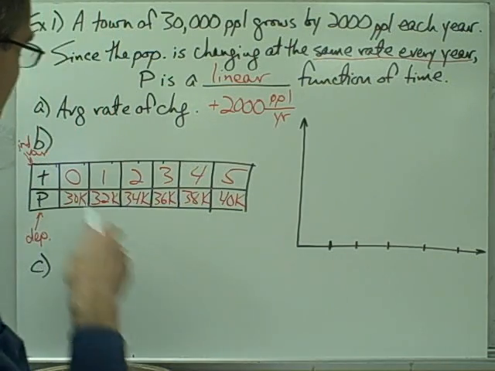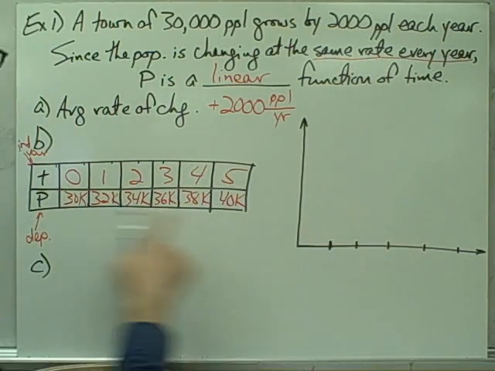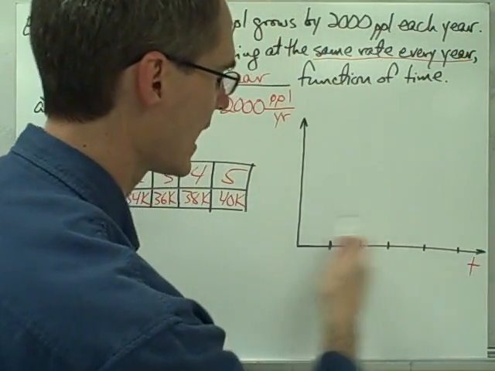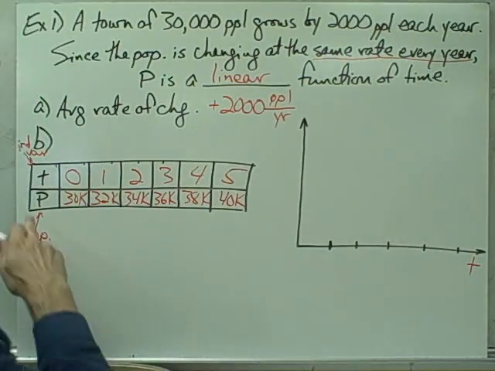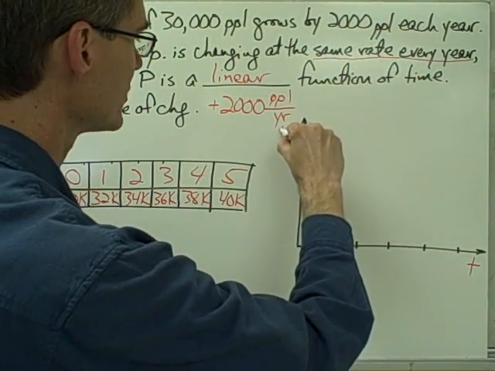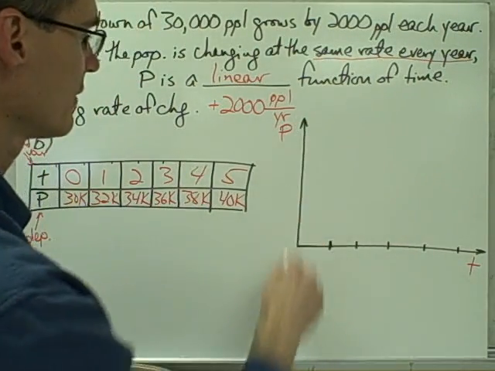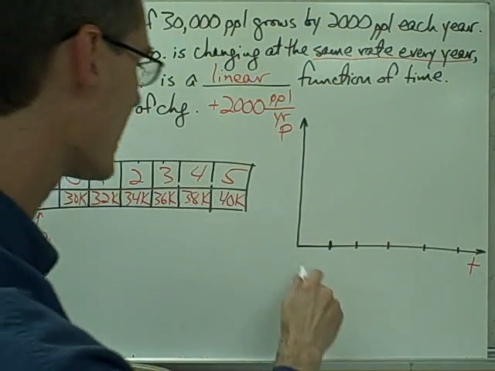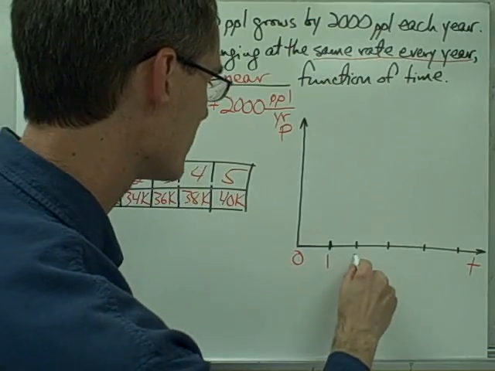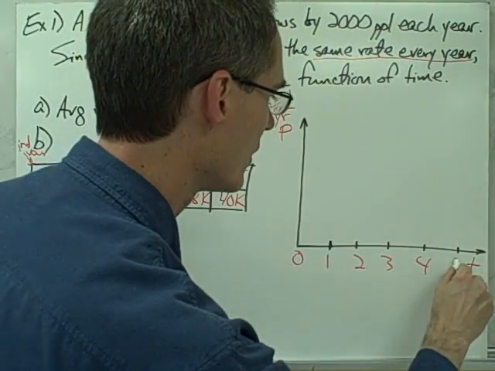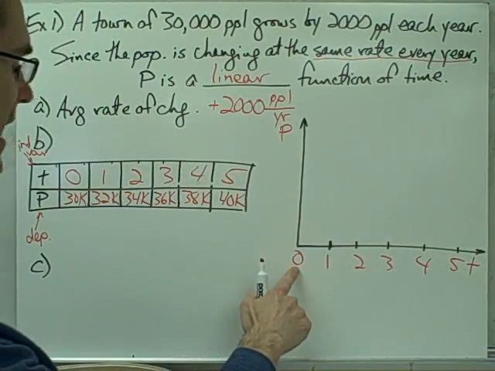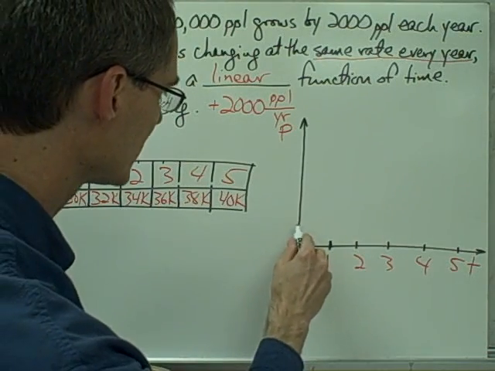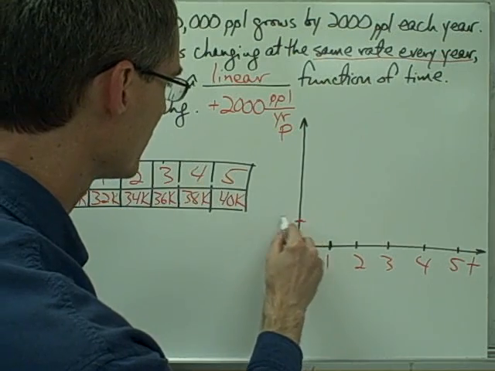Now I want to graph this on this set of axes over here. So my independent variable is t. So here's going to be my horizontal axis, t for time. And my dependent variable is P for population. So that's going to be my vertical axis here. So let's see, time t, I'm going to go from 0 to 5. Here's my time t is 0. There's 1, 2, 3, 4, 5 years. At time t equals 0, my population is 30,000. So let me just start right here with 30,000.